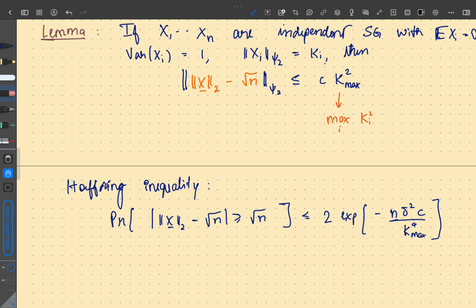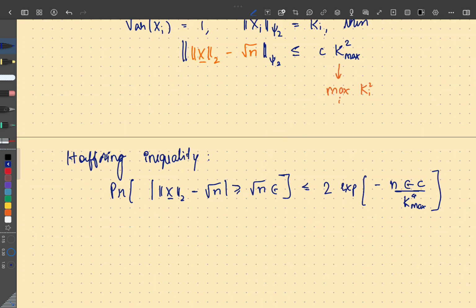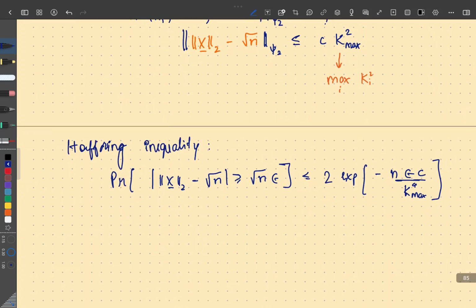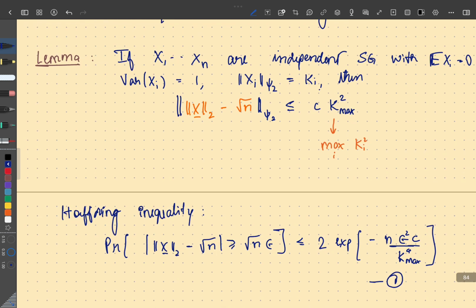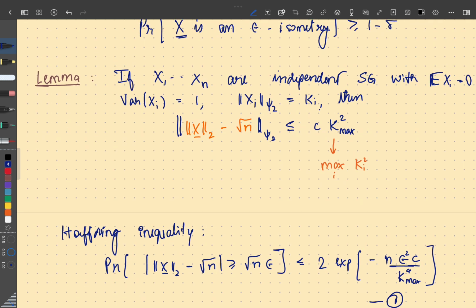Okay, let me sort of rewrite this. Instead of delta, I'll use epsilon, just to remain consistent with some notation that I will introduce later. So this is what Hoeffding's inequality guarantees us. Right, okay, so this is an epsilon square. So let me call this equation 1. We'll basically use equation 1 in order to prove the Johnson-Lindenstrauss lemma.